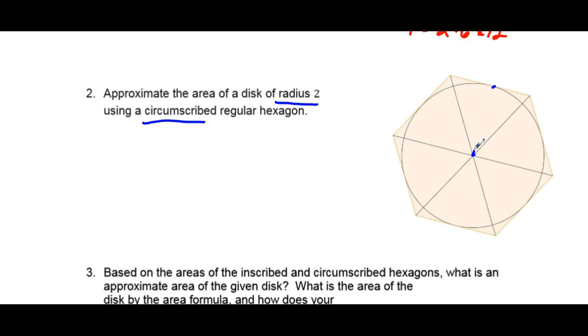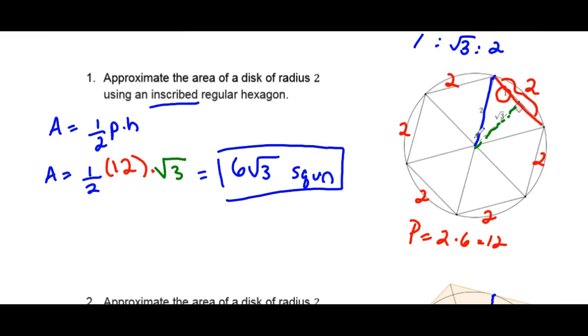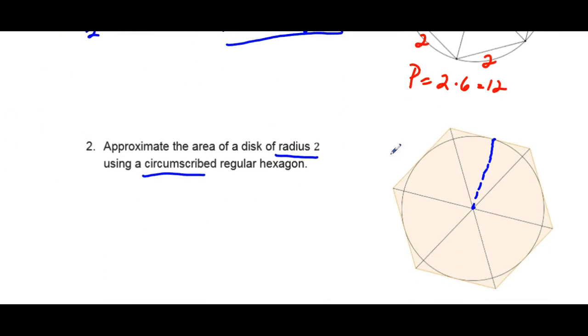So in this one, we have to drop an altitude. These are very different questions. With the inscribed, it's a little easier because we use one of the sides of the equilateral triangle. For this one, we have to make our own radius. We have to drop an altitude, making again our 30, 60, 90 right triangle, knowing that the radius is 2. That's the radius here.